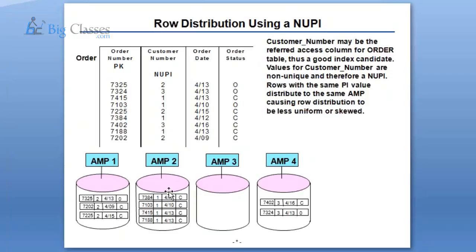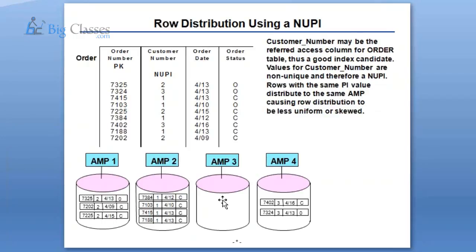number, all 1s go into 1 AMP, all 2s into 1 AMP and all 3s into 1 AMP. 1 AMP is left idle. So this is called skewed. Skewed in the sense the AMP is not utilized properly by Teradata. So this kind of thing happens with a non-unique primary index.